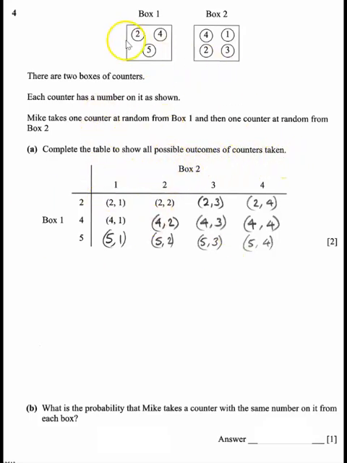Now, all you're really doing is taking 1 from box 1 and then 1 from box 2. So we start with 2 and 1, 2 and 2, 2 and 3, 2 and 4. 4 and 1, 4 and 2, 4 and 3, 4 and 4. 5 and 1, 5 and 2, 5 and 3, 5 and 4. And everything is written in this table here.